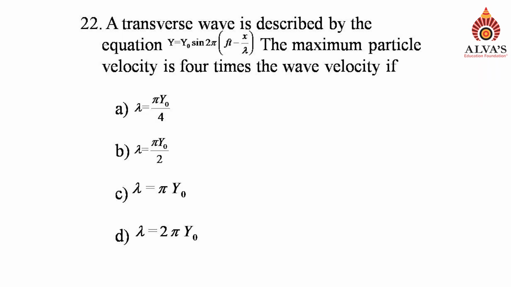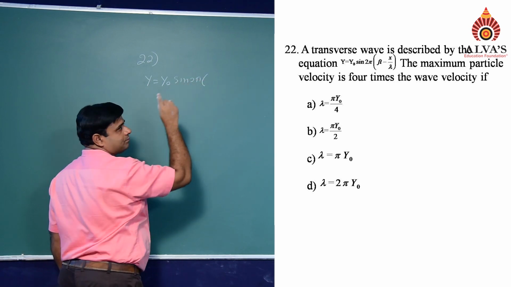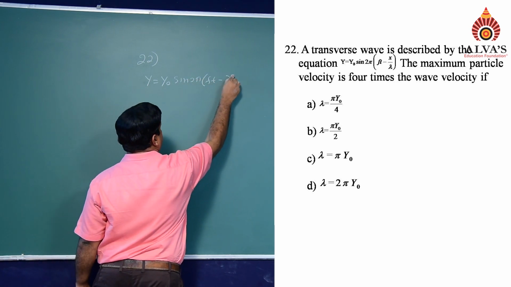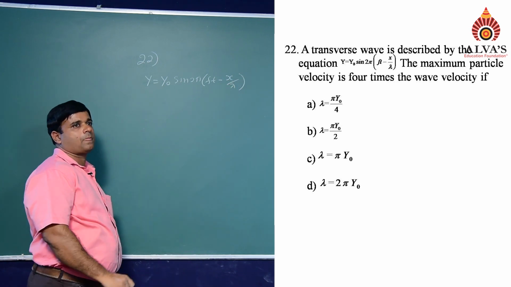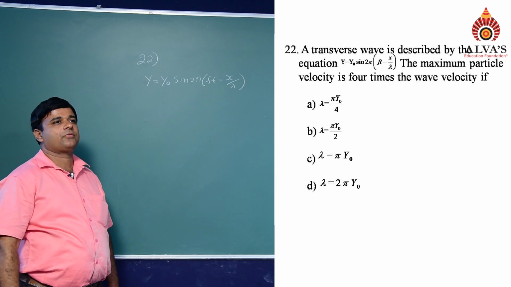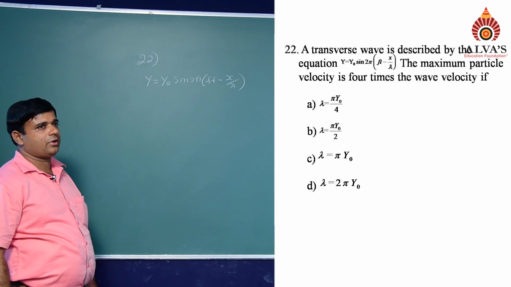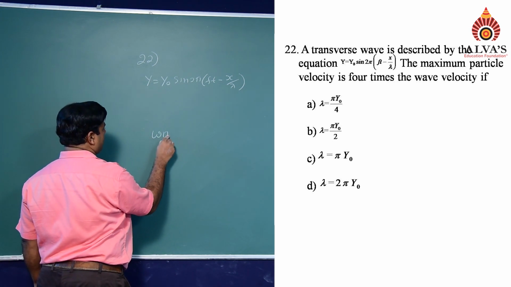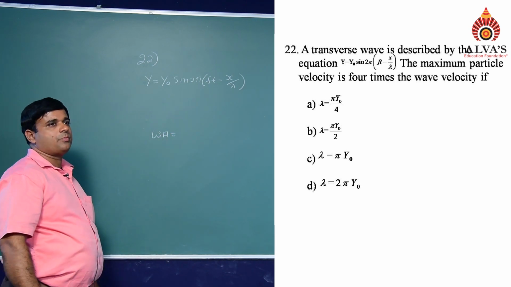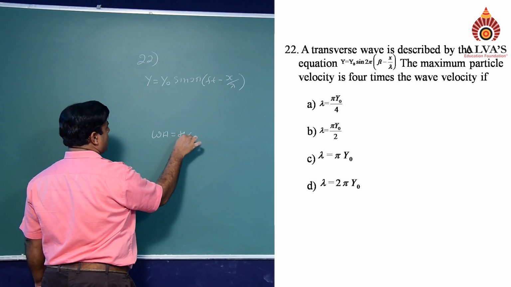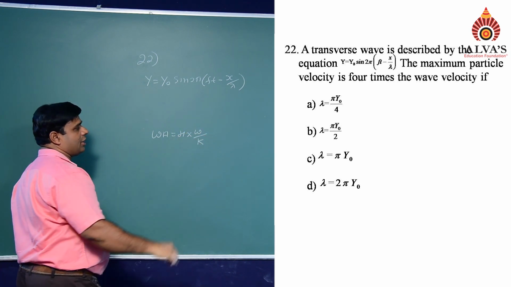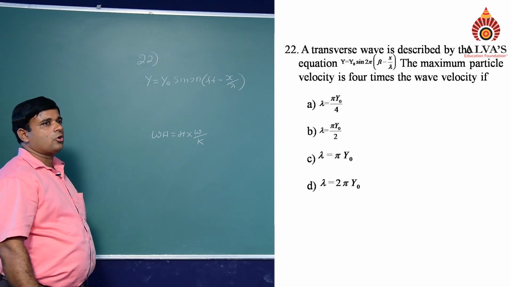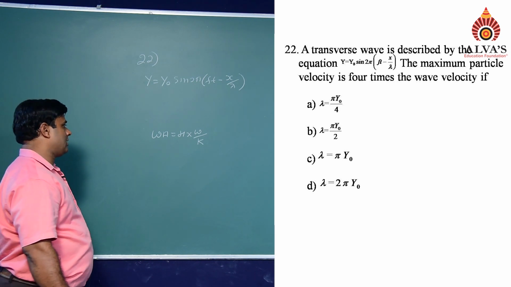A transverse wave is described by the equation y equal to y naught sin 2 pi ft minus x by lambda. The maximum particle velocity is 4 times the wave velocity. If maximum particle velocity is omega a, it should be 4 times the wave velocity. Wave velocity is given by omega divided by k. You have to calculate value of the wavelength.